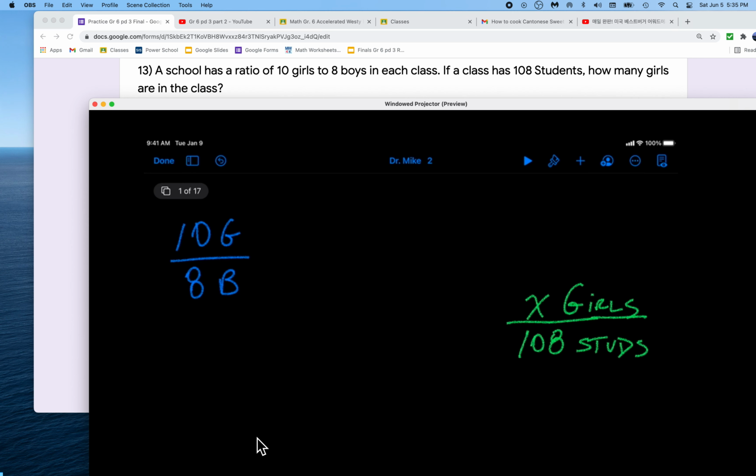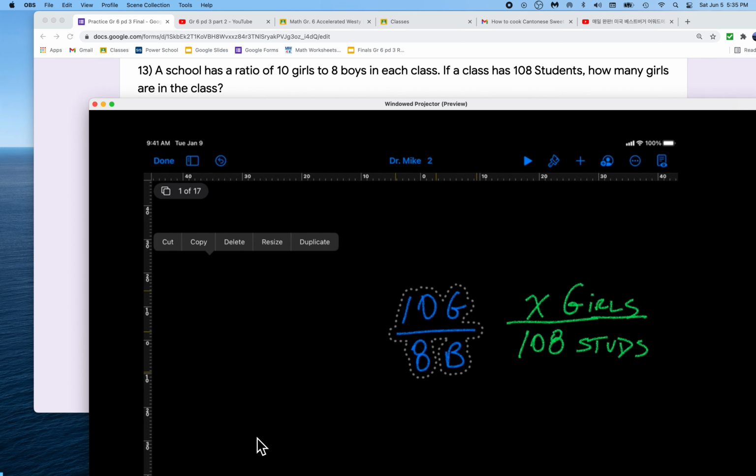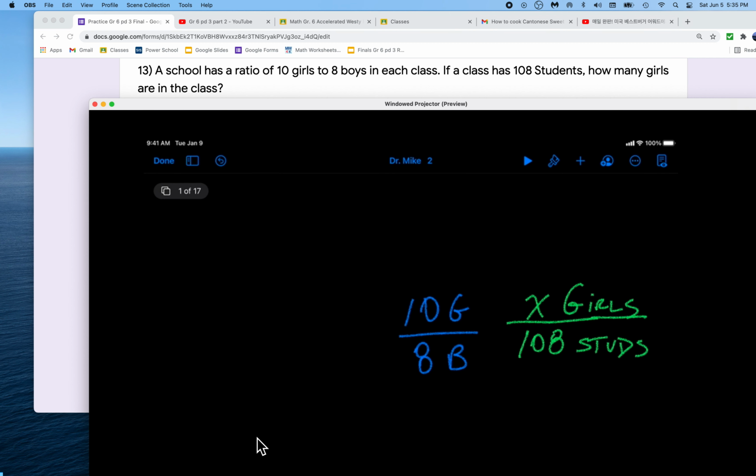Okay, now, we can't use this information they gave us. If I bring this down here and try to do a proportion, look at this. The units don't match. We have girls in the numerator, but here we have boys and here we have students. You cannot solve this proportion as is. So what are we going to do?